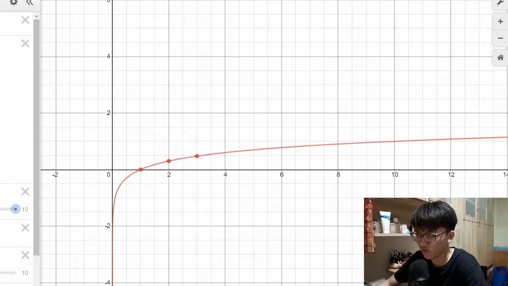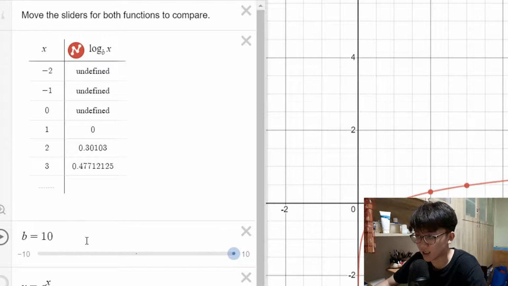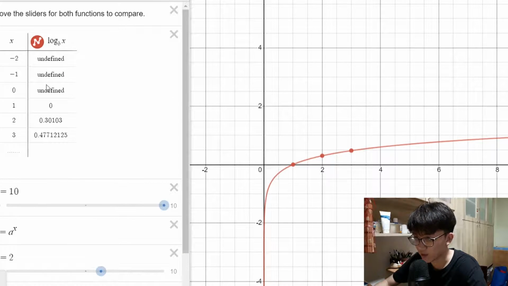Most of us don't know what log base 10 means. So I'm just going to set it here. We have log base b of x here, if you can see. My b value will be my base value. So now I'm going to do log base 10. So it's going to be a log base 10 graph. When you look at here, it is log base 10, and the x will depend on the values here.